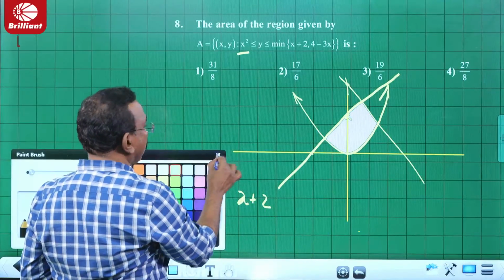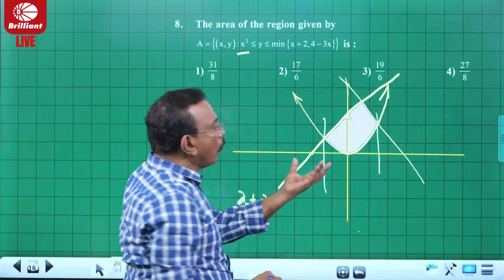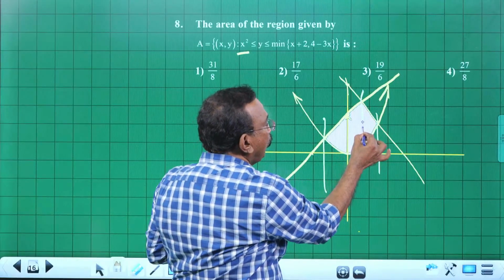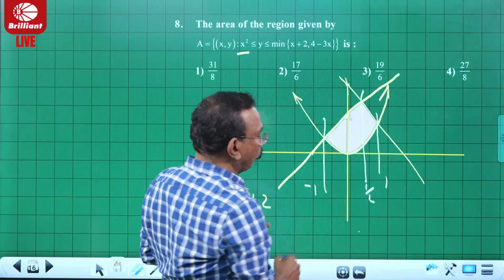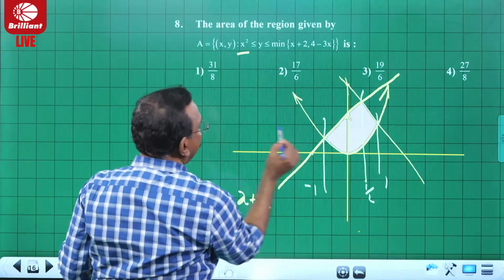So we can find the expression by cutting this expression and this expression. But you can't directly use this one because there is a cutting point inside. So you can see this is actually minus 1 and here it is 1, and you can see it is 1 by 2. So from that you can see this line is actually x plus 2.